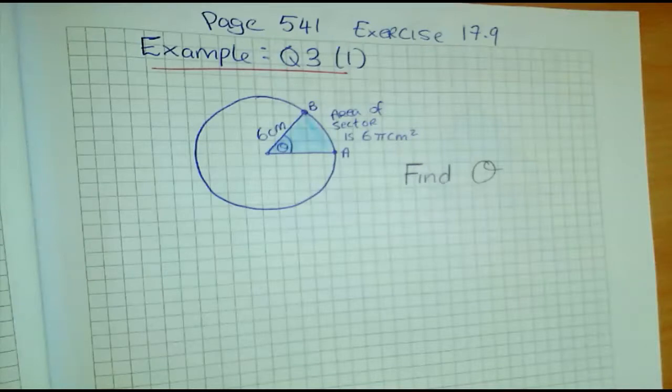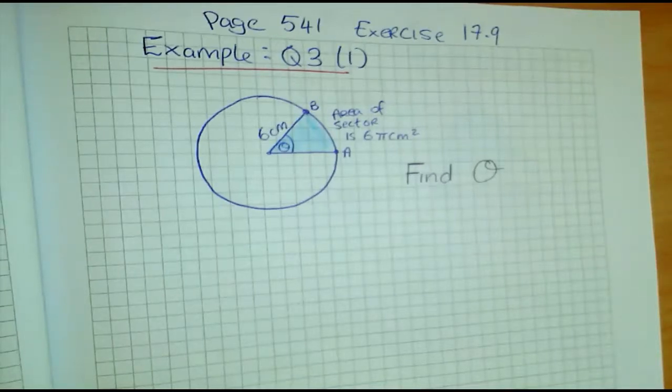So then guys, hopefully the homework was okay, the work that you did. The next question I'm going to look at, I'm going to continue on with the arcs. So I'm going to do 2 questions on these questions, okay? So we're going to do question 3 part I. So it's on page 541 of your book. And we're asked here to find theta.